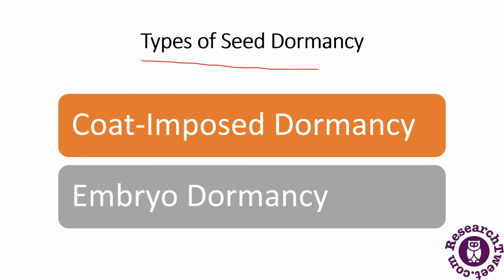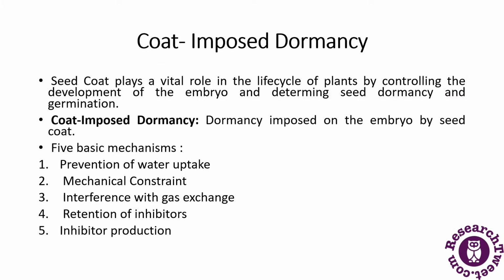Then what are the types of seed dormancy? There is coat imposed dormancy and embryo dormancy. So these are the two types of dormancies. We will be discussing each of these dormancies in detail in the next slides. So first we will go with the coat imposed seed dormancy.